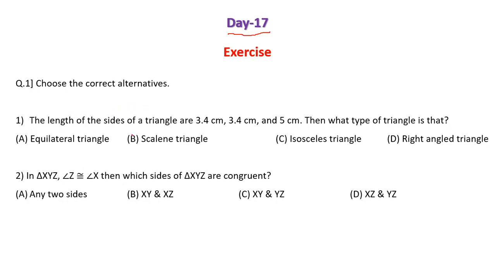First, the lengths of the sides of a triangle are 3.4 cm, 3.4 cm and 5 cm. Then, what type of triangle is that? Actually, two sides are congruent. Here, two sides are congruent. So it is equilateral, scalene, isosceles or right angle triangle. Actually it is an isosceles triangle.